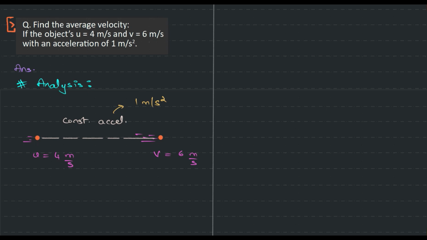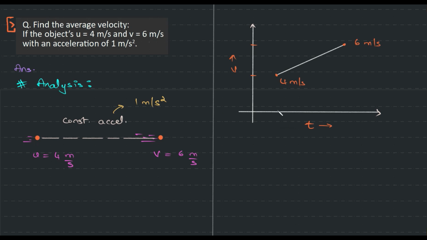Okay, so how do we do this? Say we have the VT graph. How will the graph look like? The graph will look something like this. If this is your VT graph, T along the x-axis, V along the y-axis. So this is 4 meter per second, and this is 6 meter per second, and this is T1, and this is T2.